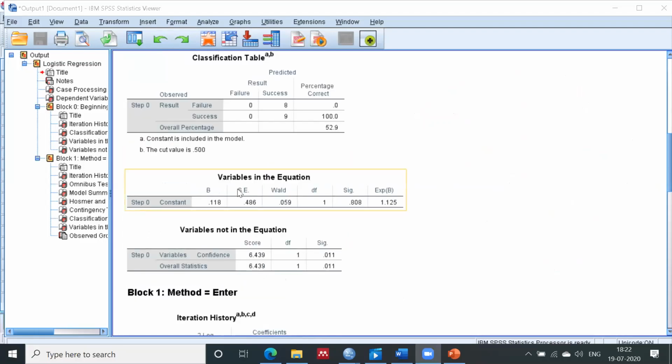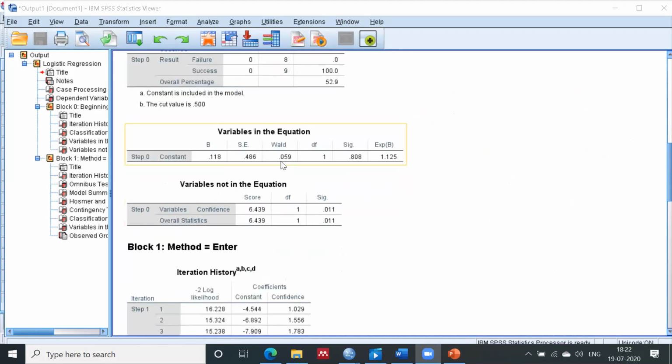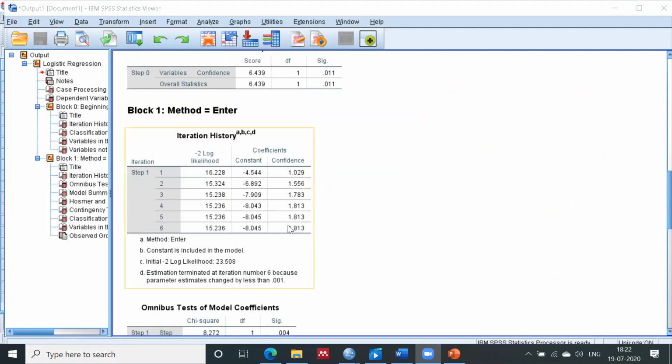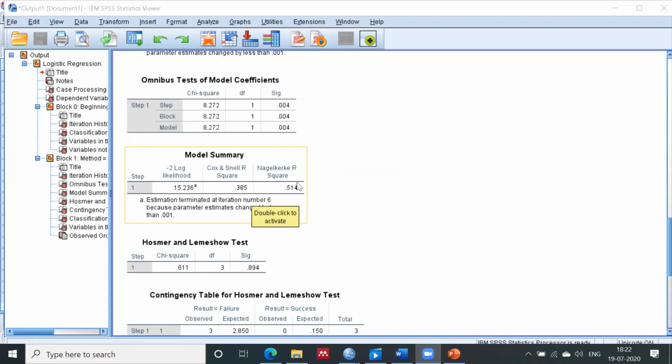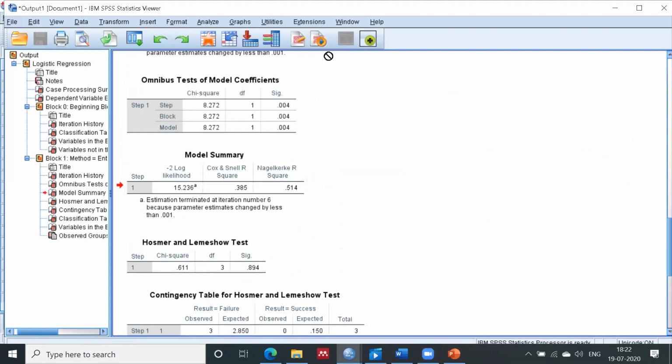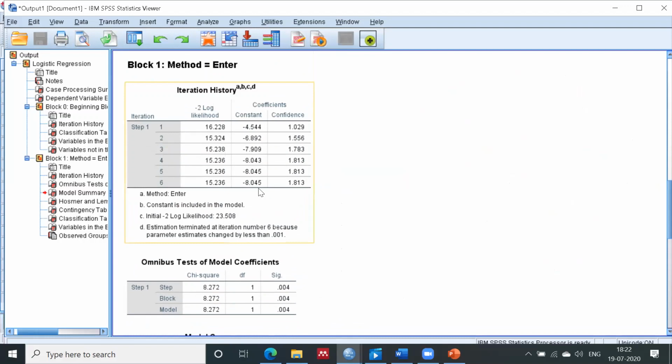Now the next table is variables in the equation. There are no variables, only a constant, so it will show nothing because it is only a statement, as I told you. But in the regression model, you will find the complete regression. This is my regression model, and first of all, let's understand the first table, iteration history.